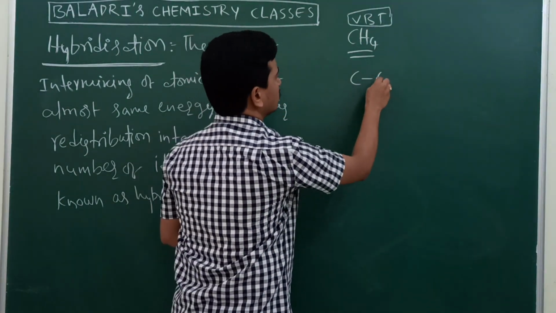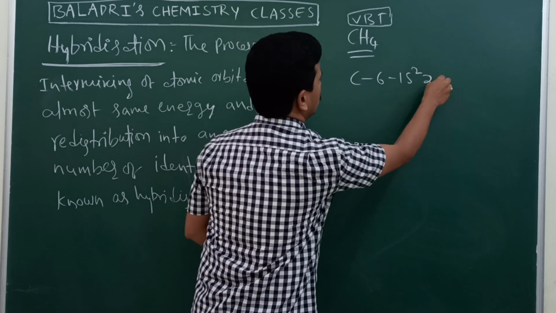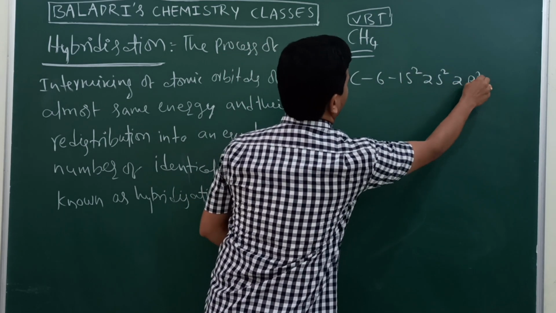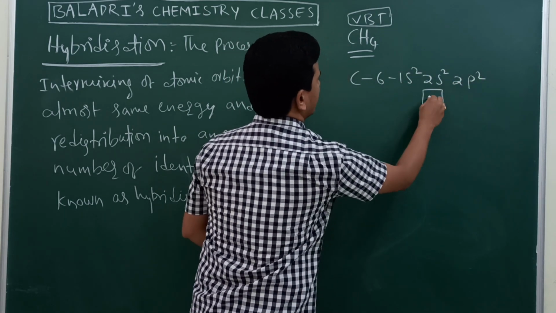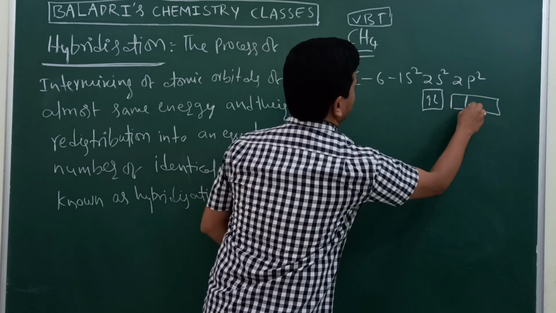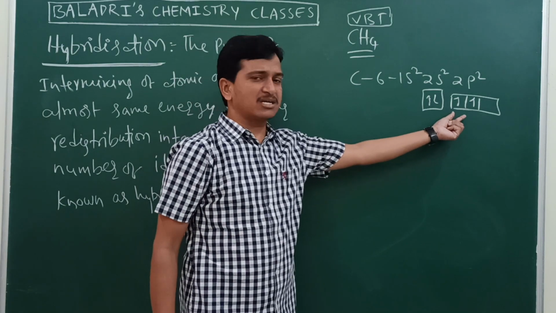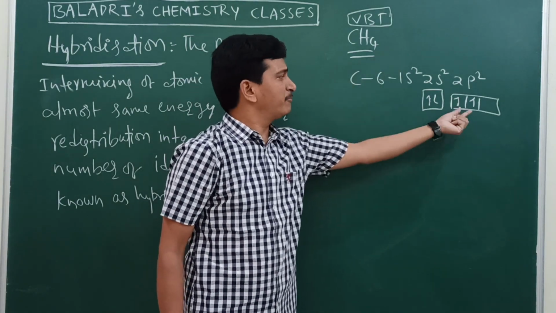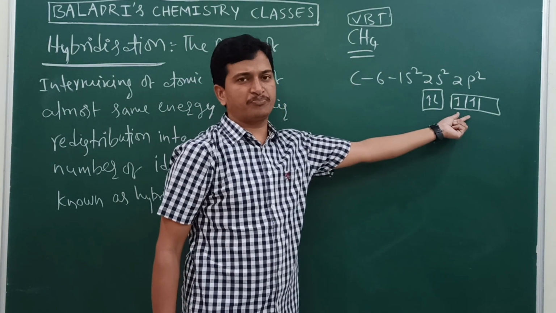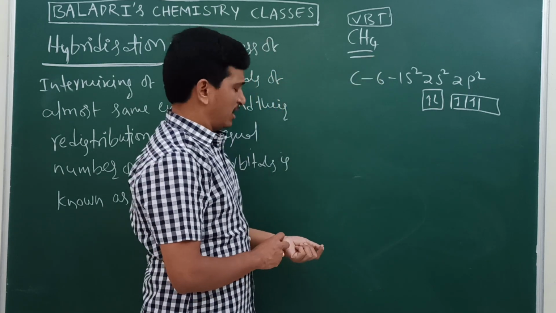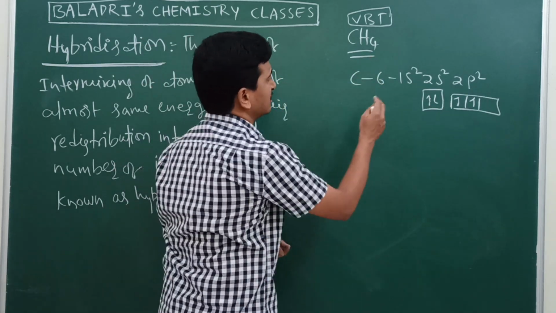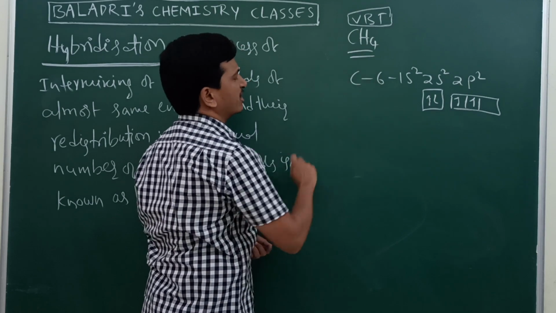Carbon's atomic number is 6. Its electronic configuration is 1s2, 2s2 and 2p2. This is called the ground state electronic configuration. In the ground state electronic configuration of carbon, there are only 2 unpaired electrons. But in the methane molecule there are 4 bonds in total, which means this molecule is not formed in the ground state.